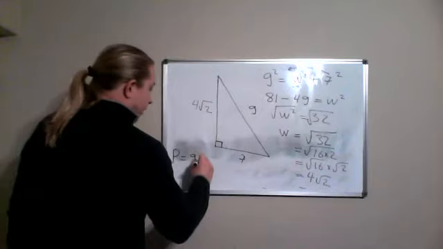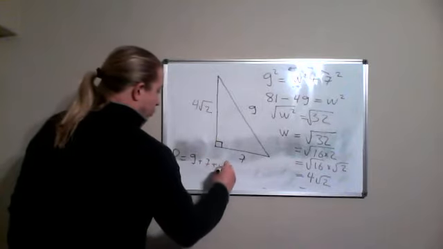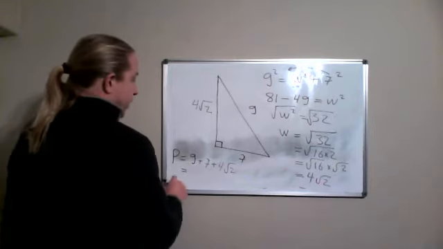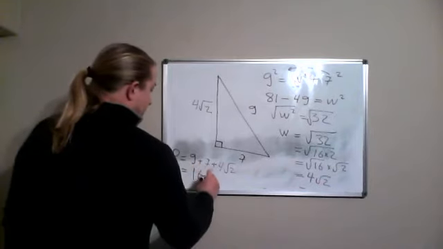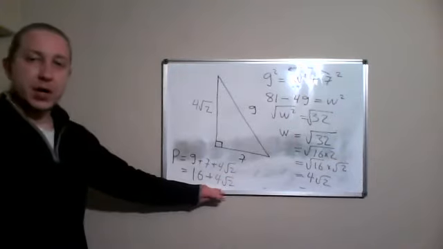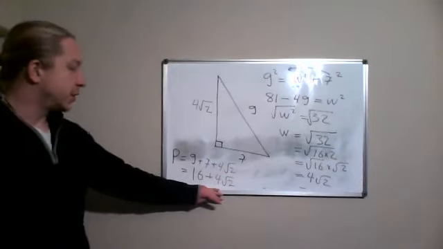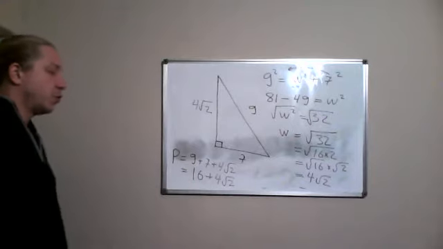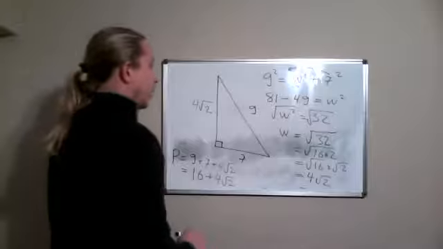So it's 9 plus 7 plus 4 root 2, which will equal 9 plus 7 is 16, plus 4 root 2. Guys, I'm happy with an answer like this because they asked us for simplified surd form. There it is, 16 plus 4 root 2. That's fine. Right, what about the area?